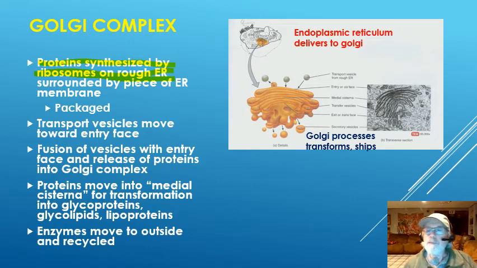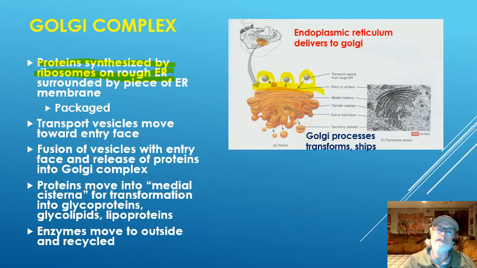Once they're made on the rough endoplasmic reticulum, part of the membrane of the rough endoplasmic reticulum folds around these proteins and encloses them in a little package. That package then leaves and goes to what's called the entry face of the Golgi complex. These little bubbles with the proteins get to the entry face and merge with the membrane.